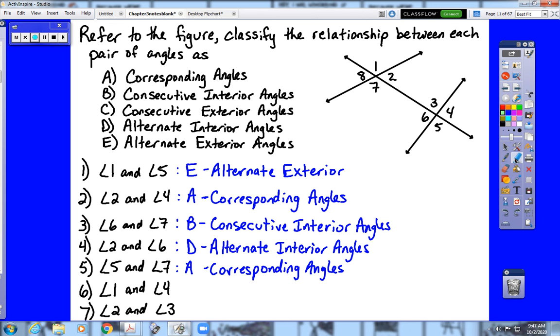1 and 4 would be on the same side of the transversal, outside of the lines being transversed. That makes them consecutive exterior angles. So that would be C, consecutive exterior.